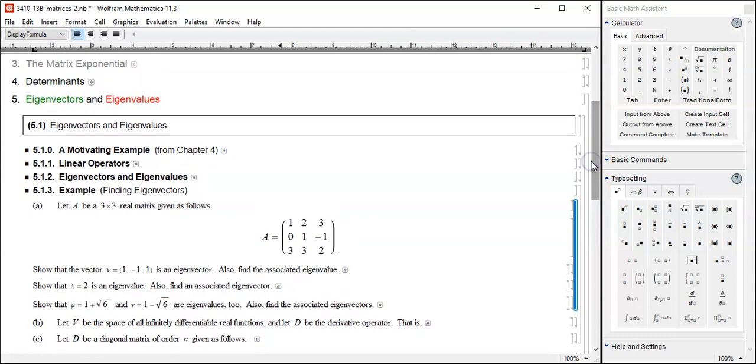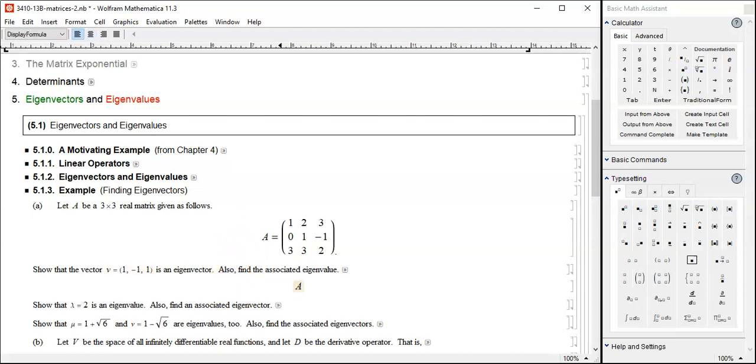Okay, here is the hardest type of example problem here. We have a 3 by 3 matrix. And then let's go to the first problem. Show that 1, negative 1, 1 is an eigenvector, and also find the associated eigenvalue. So A times v is lambda times v. So basically it's this. A times v is lambda times v. We have to find it out.